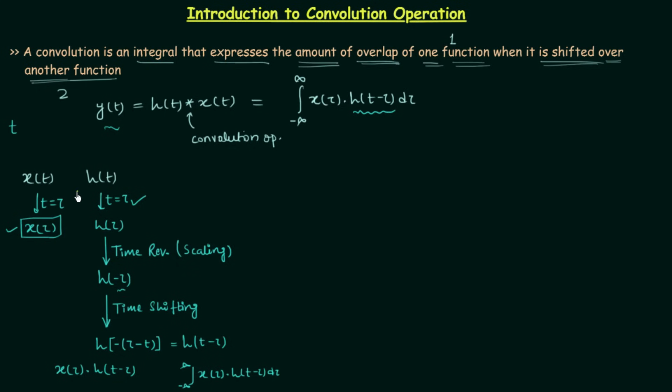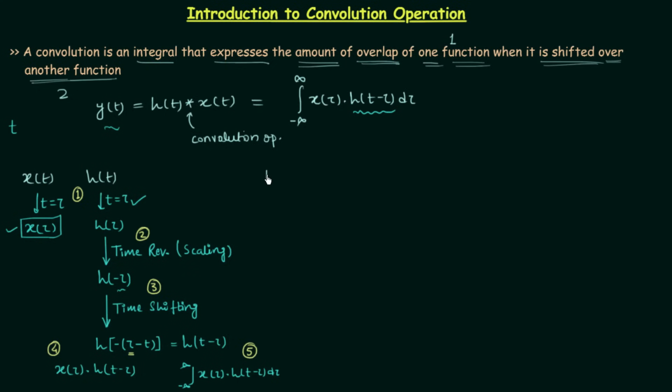Step number 1 is to replace t by tau. We will have x tau, we will fix it, and then in step number 2 we will perform the time reversal. We will have h minus tau. In step number 3 we will perform time shifting against tau. This will give us h t minus tau. Step number 4 is to multiply x tau and h t minus tau, and the fifth step, the last step, is to perform the integration. So these are the 5 steps involved in the convolution operation, and now we will move to our example.